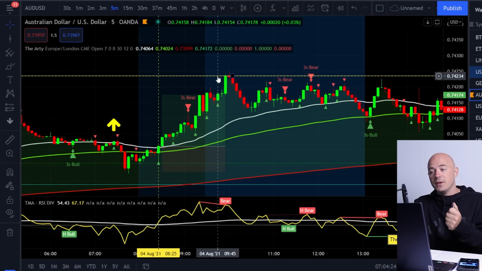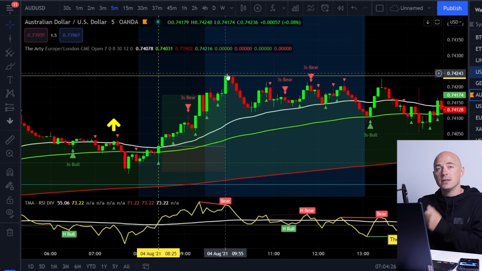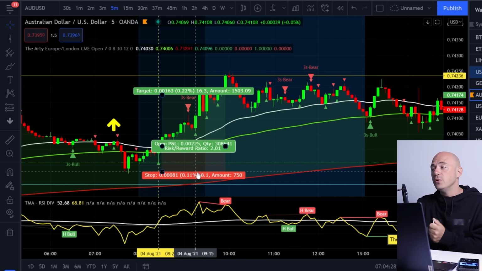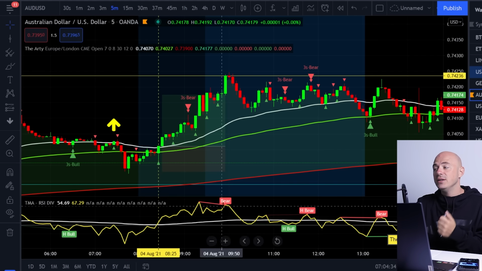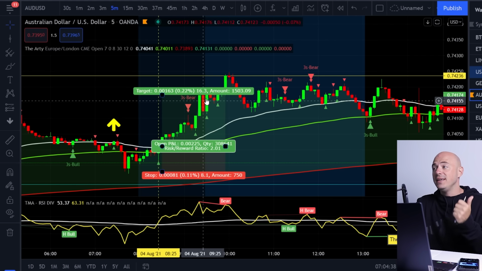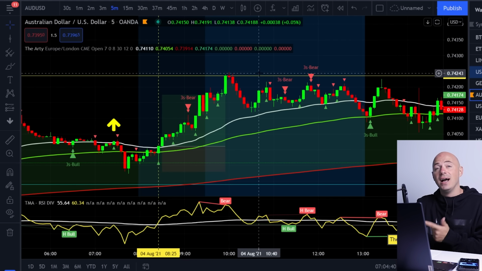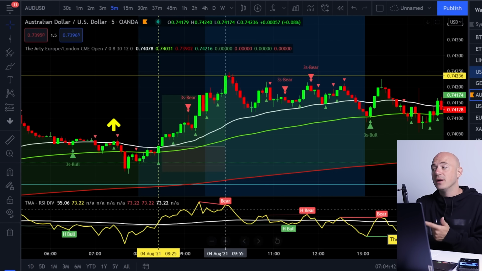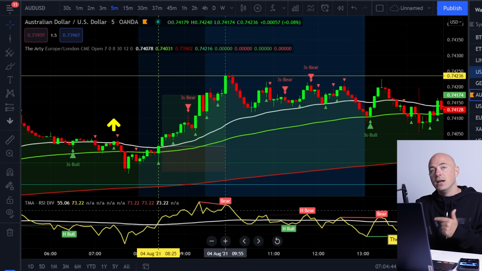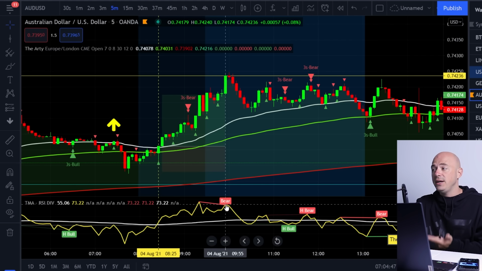Or if you are one of those people that loves sitting on the charts all day, what you can do is actually wait until you get a divergence, meaning that you're continuing to get higher highs in the price action, but on the RSI, you're getting lower highs. Printing right here, you can see that bearish divergence at the top.